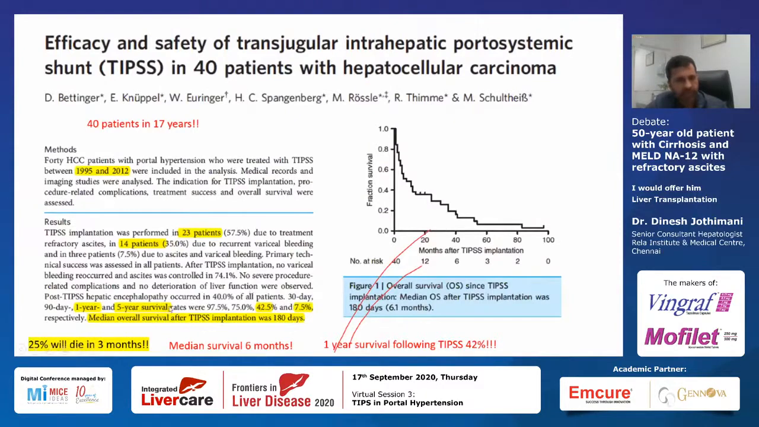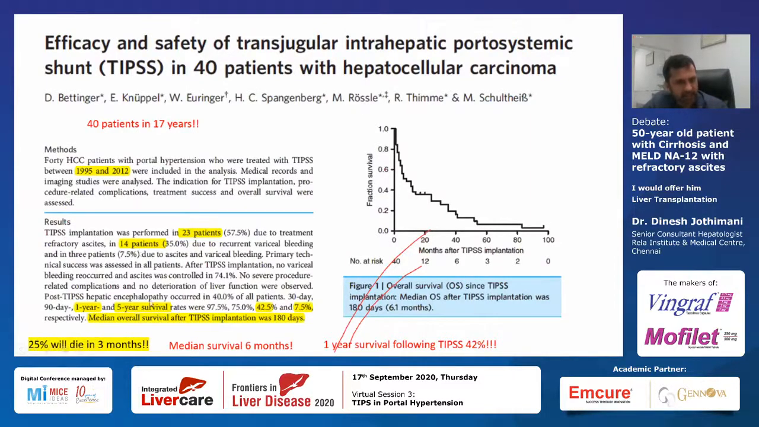Let's look at some more studies. Interesting one. So this is from when I started MBBS. This is when I finished my hepatology training. So over 17 years, 40 patients, that's all. Okay, and in that, only 23 patients for refractory ascites. Look at the patient numbers over 17 years.